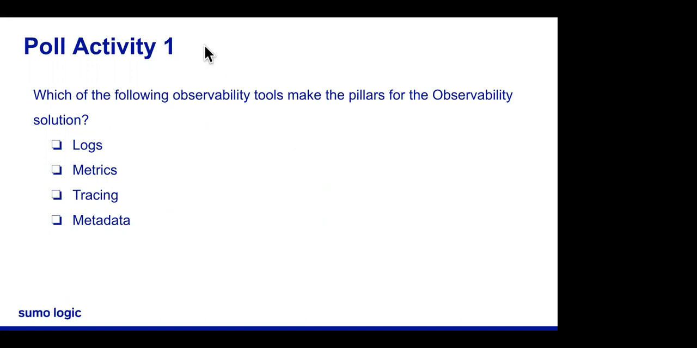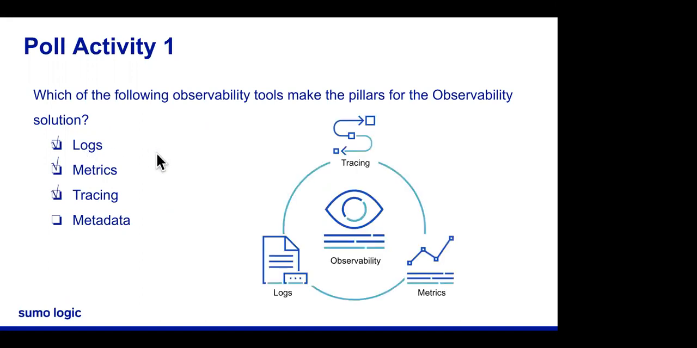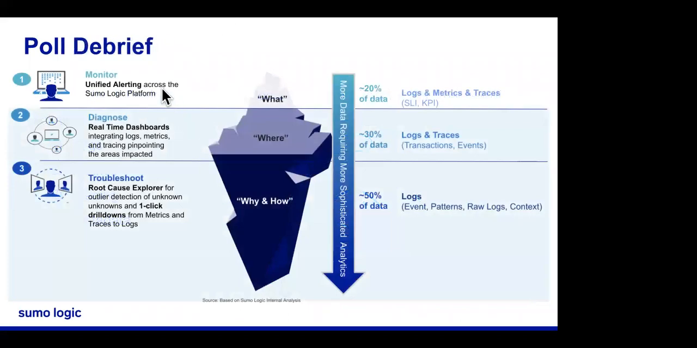The first three. First three. All right. Logs, metrics, and tracing. Absolutely correct. Good job. Excellent. All right. So again, logs, metrics, and tracing are the three pillars that make up our observability solution.